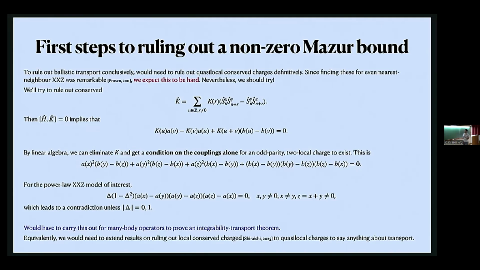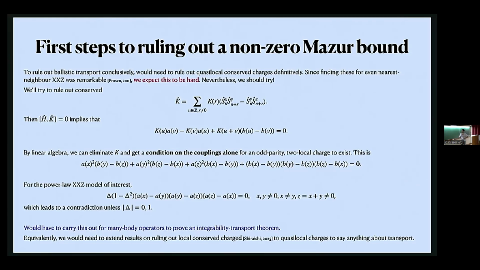I also wanted to rule out a Mazur bound. This seemed trickier, especially given that even for nearest neighbor XXZ, conclusively finding this quasi-local charge was a remarkable achievement. So we do expect this to be hard. We're going to try something much more modest, which is to rule out two-body conserved charges.